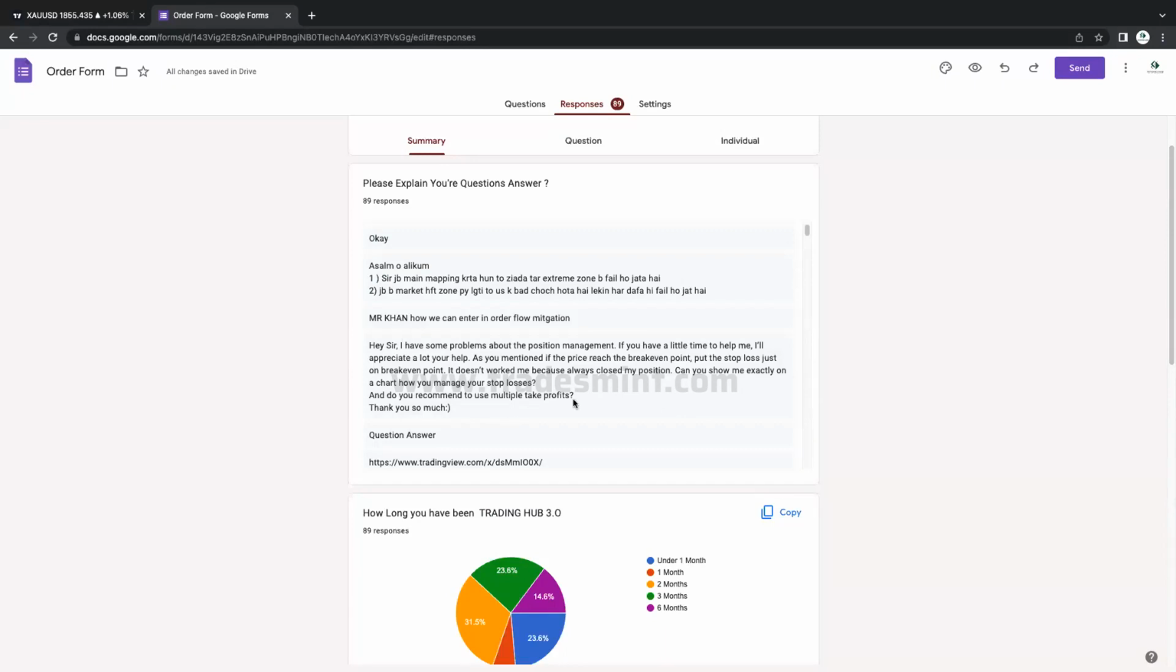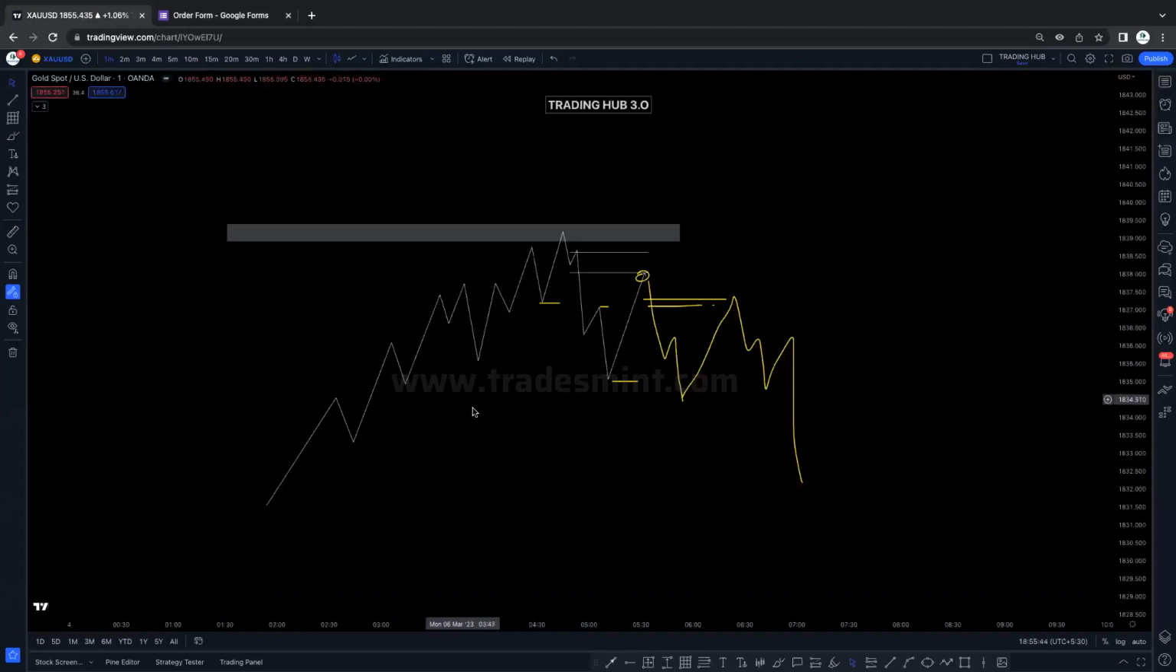Can you recommend multiple take profits? Yes, sir. You can take a small partial if you wish when the major low is broken. And I suggest you don't try to catch a big RR like 20-30R. Always, first of all, focus on finding high quality trades and trade one trade in a day, which is very enough. Okay, one trade in a day is very fine.